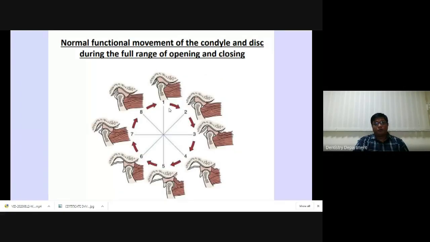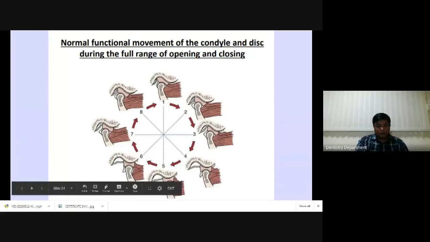This is the normal functional movement of the condyle, from opening to closing. Most of the time, the only thing you have to observe here is that you can see the disc is very anterior. It never goes posterior. It never goes posterior. Why is it like that?